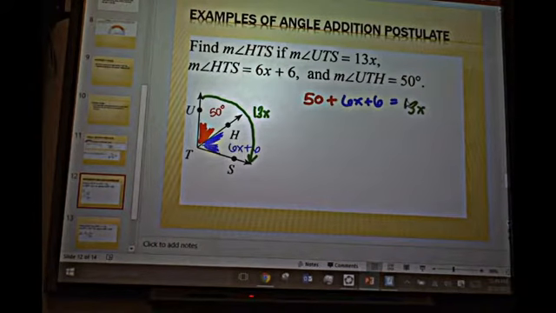I've had students in the past for weeks, that's all they did, they take the first 2, add them together, and set them equal to the last one. Make sure you're paying attention, and you're inputting things in your picture. They say UTH is 50 degrees, right? So I highlight that, put it in my picture somehow, so I can visually see that that's 50. Same thing with HTS being 6x plus 6, plug that in my picture. Now I recognize that the red angle and the blue angle are the ones I want to add together, and they're going to give me a total of 13x, which is that green angle, right?